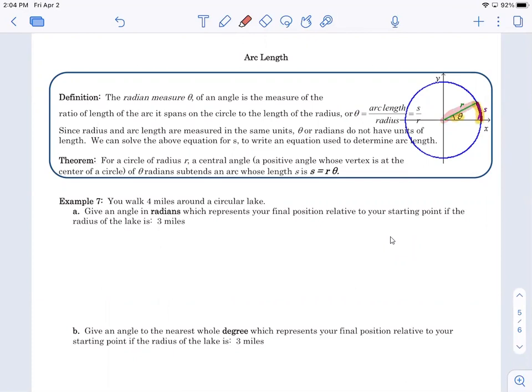Okay. So the radian measure theta of an angle is the measure of the ratio of the length of the arc it expands out to on the circle to the length of the radius. So another way to look at radians is it's your arc length divided by your radius, because it is the ratio of your arc length to the radius.